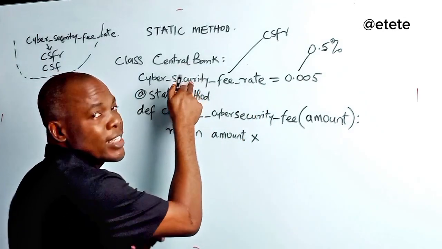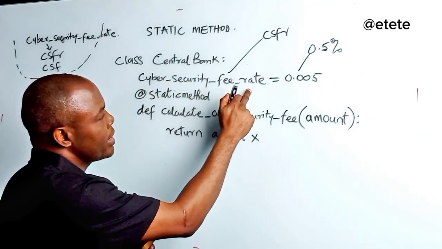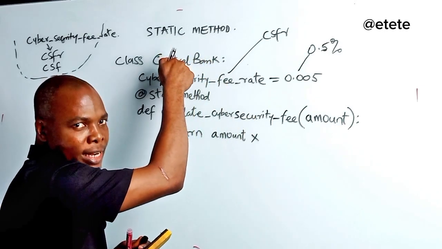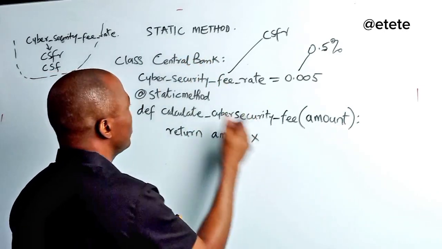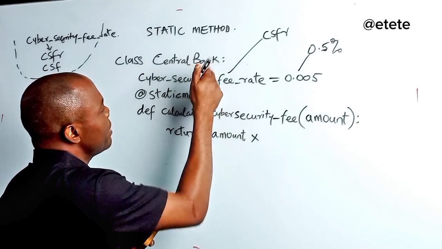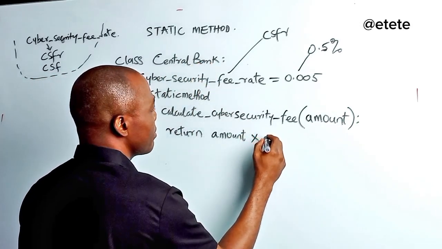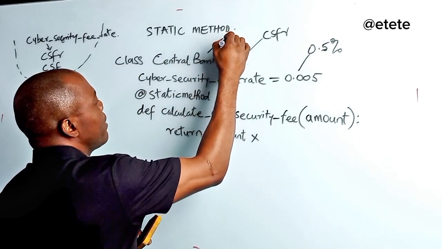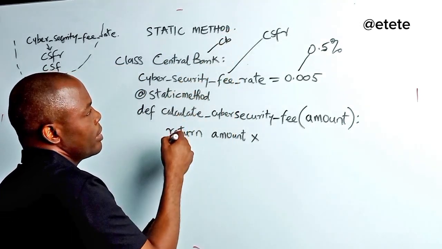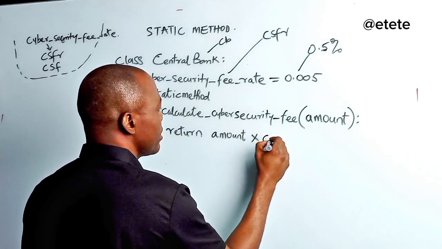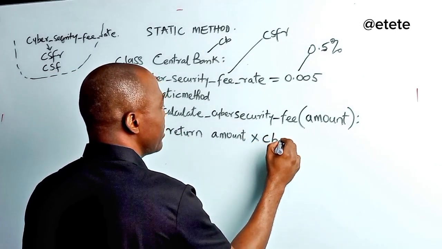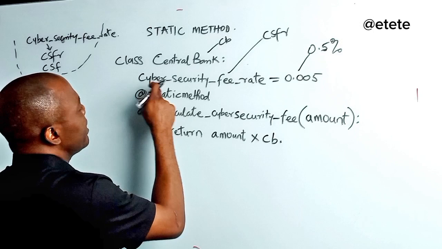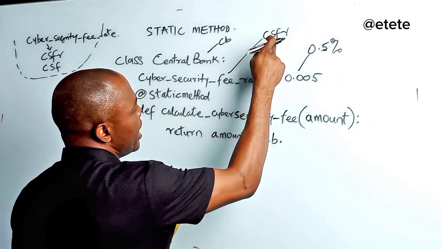Now, to access this cybersecurity fee rate, I have to enter into this class, central bank. So I'm simply going to refer to central bank as CB. So I will say CB dot cybersecurity fee rate, which is CSFR.